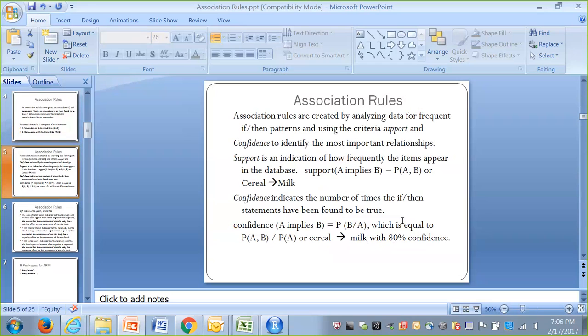So an association rule, as I was saying, is basically an if-then pattern. So if I buy cereal, I then buy milk.